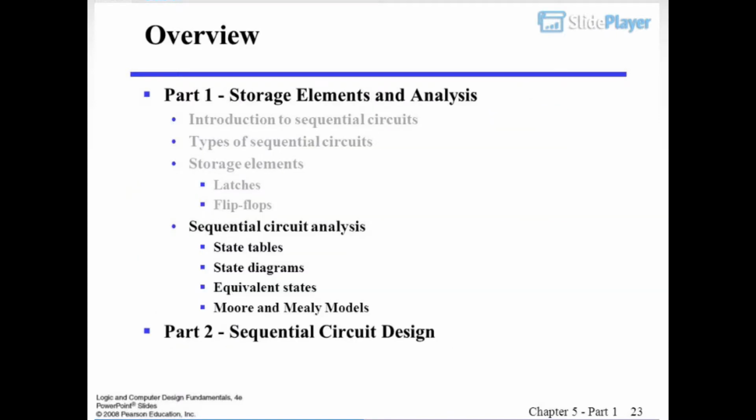Overview. Part 1, Storage elements and analysis: introduction to sequential circuits, types of sequential circuits, storage elements, latches, flip-flops, sequential circuit analysis, state tables, state diagrams, equivalent states, Moore and Mealy models. Part 2, Sequential circuit design.